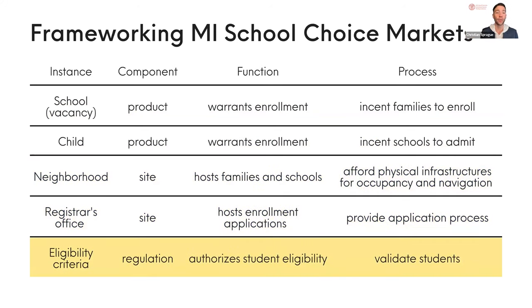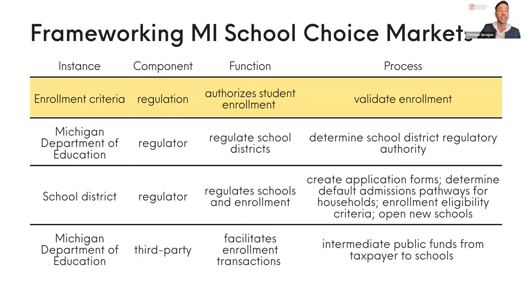Then you also have regulations. You have eligibility criteria that authorizes student eligibility and validates that the student actually meets those criteria, as well as enrollment criteria, which is different than eligibility. And then you have the regulators, which are Michigan's Department of Education, regulating school districts and determining school district regulatory authority and so on. I mean, there's just a lot here. And not to mention the third party function of the Michigan Department of Education, which is to facilitate as an intermediary that enrollment transaction through intermediating public funds from taxpayers to schools, right, for the public education.